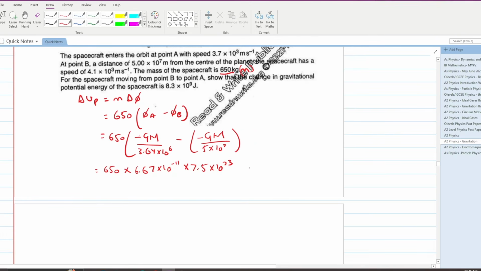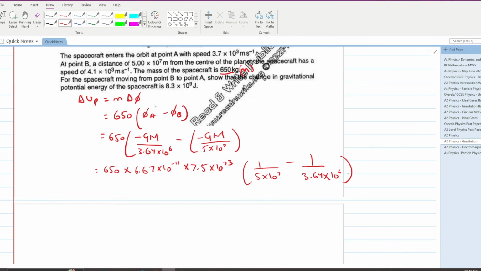And yeah, that's it. Minus minus becomes positive. 1 upon 5 into 10 raised to the power 7 minus 1 upon 3.64 into 10 raised to the power 6. Okay, let's see what will happen. My expectations are that we will get a negative answer because we are moving towards the planet, and when we are moving towards the planet, we always get a negative value of gravitational potential energy.